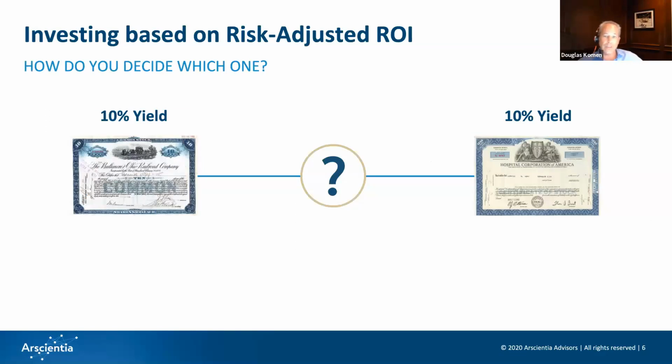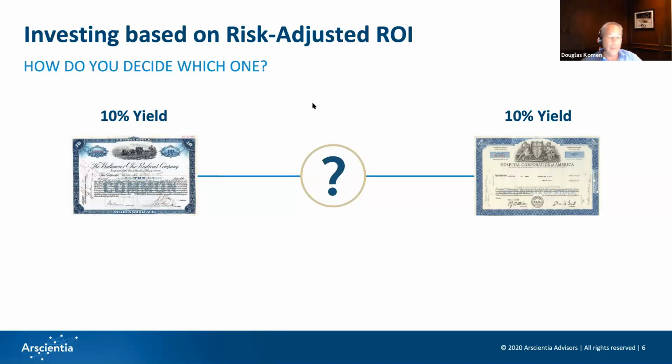So what is risk-adjusted ROI? We'd like to do this interactively. We're going to do as best we can because of virtual, but we're just going to speak to it. The question comes up, how are you supposed to decide between 2 seemingly identical investments? On the left, it looks like a regular old bond that pays 10%. On the right, you've got a regular old bond that pays 10%. So how am I supposed to decide which one to pick?